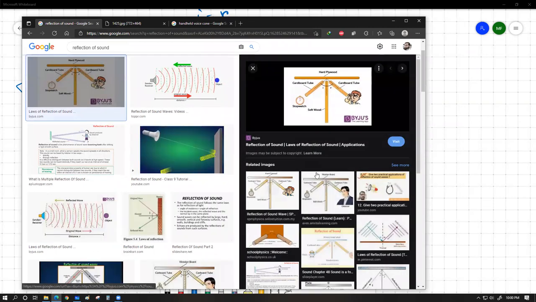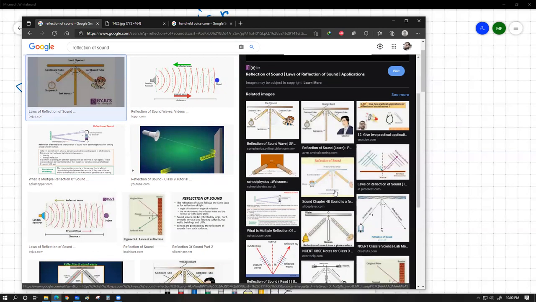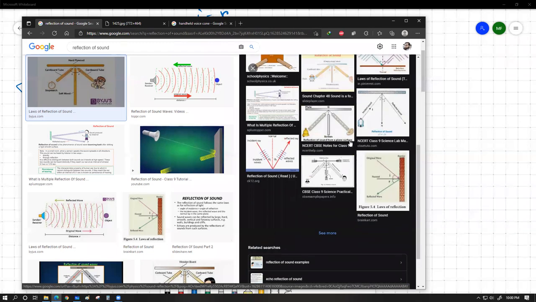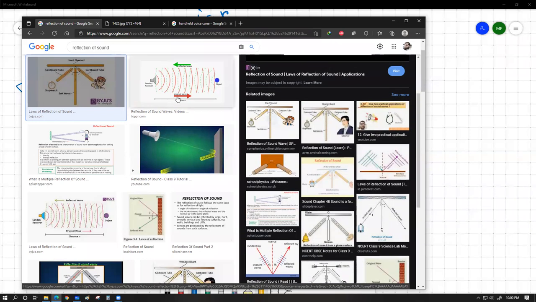Where is that? Any of these things actually could work.